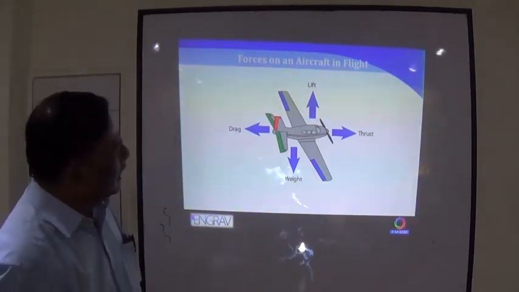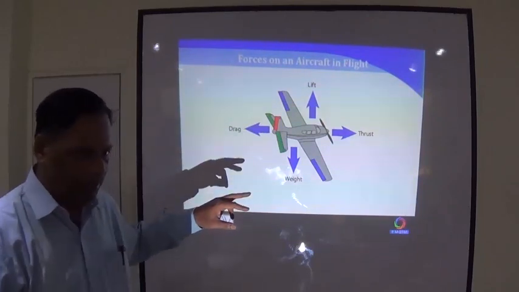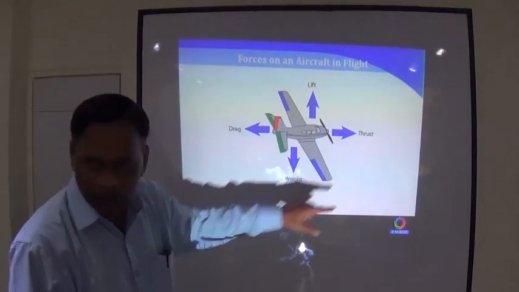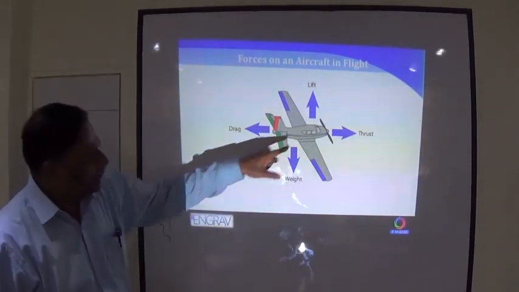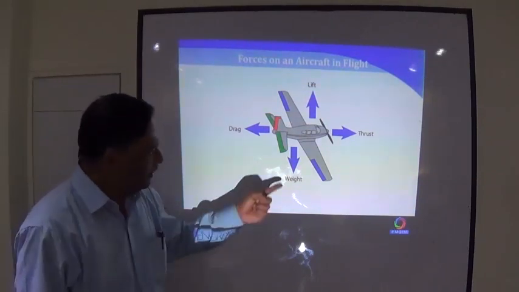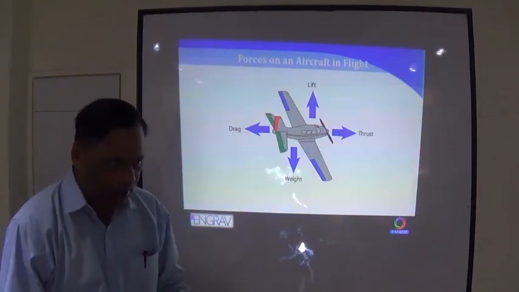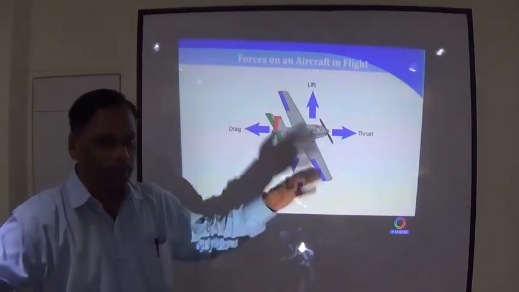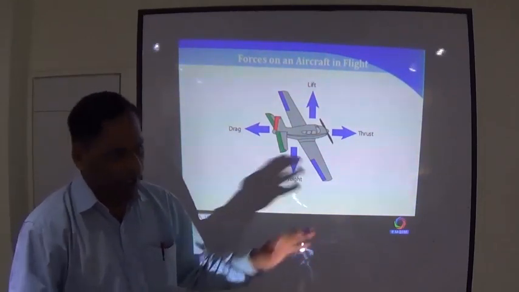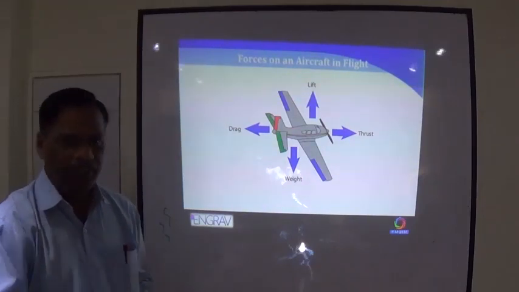An aircraft always has, at any stage of flight, including when it's on the ground, 4 forces acting on it. One, if I talk in a systematic manner, is weight. The aircraft has its own weight, then you put fuel into it, so it is added. Then you put passengers into it, again it increases. Then you put luggage and cargo into it. So an aircraft has a weight.